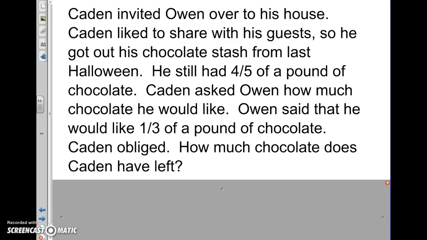Caden invited Owen over to his house. Caden liked to share with his guests, so he got out his chocolate stash from last Halloween. It's not too old. He still had 4/5 of a pound of chocolate. Caden asked Owen how much chocolate he would like. Very sharing, very generous guy. Owen said that he would like 1/3 of a pound of chocolate. Caden obliged. How much chocolate does Caden have left?